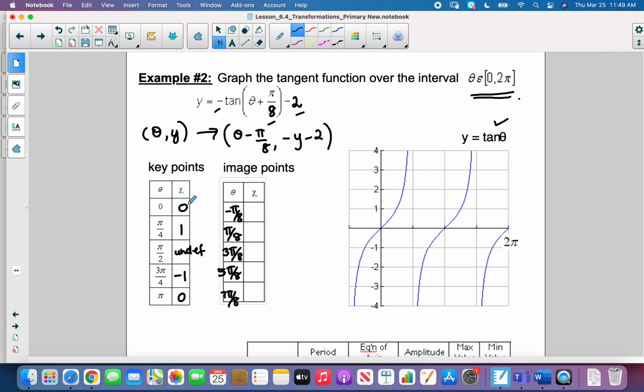Multiply every y value with negative 1 and subtract 2. I get negative 2 here, negative 3. Can't do any calculations here, it's undefined. Negative 1 and negative 2.